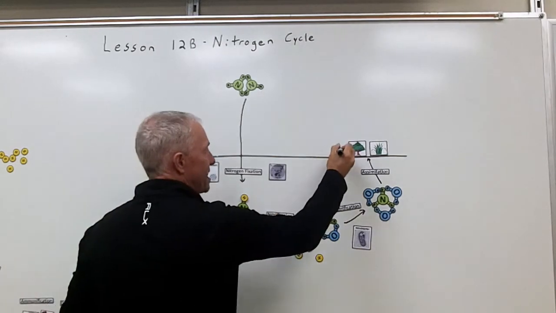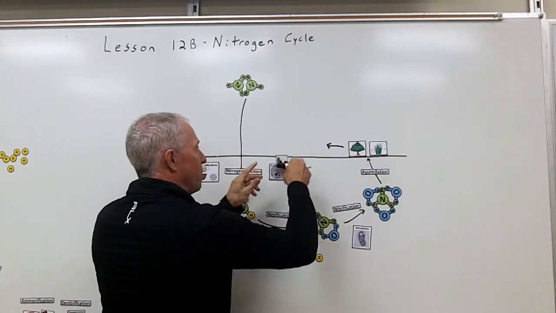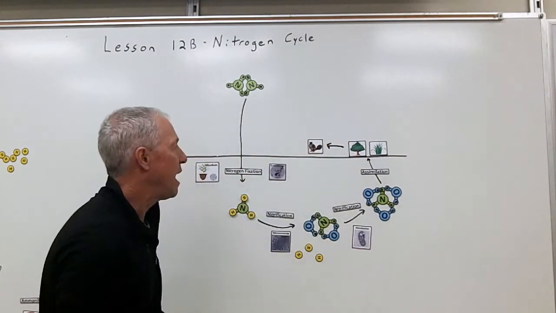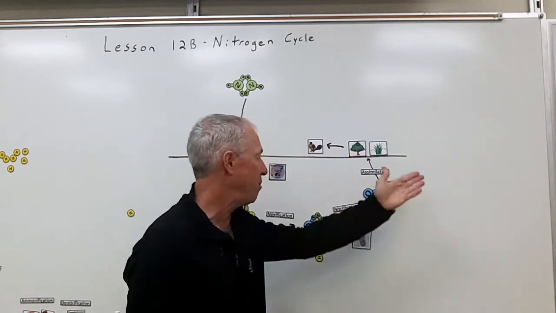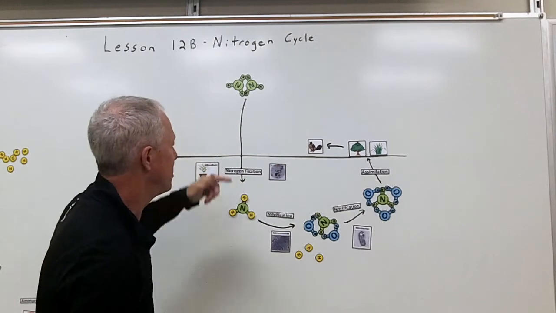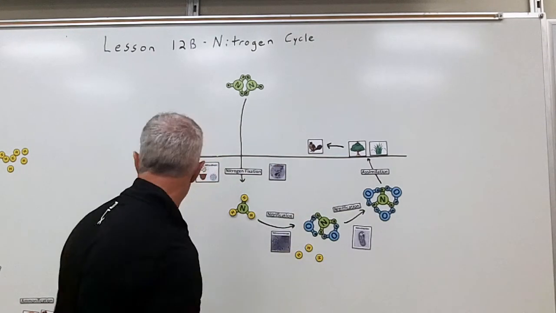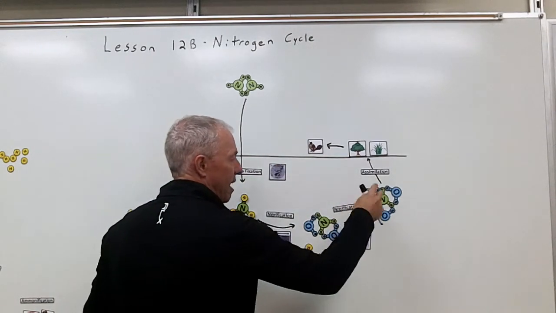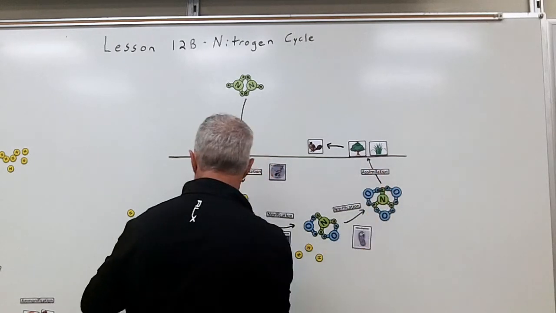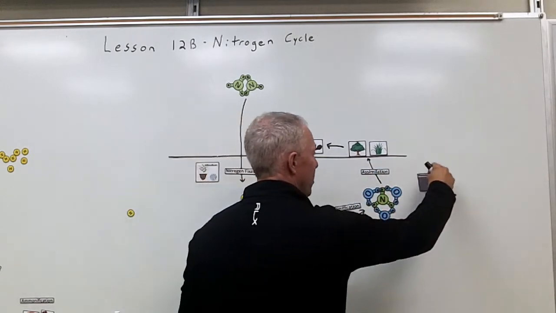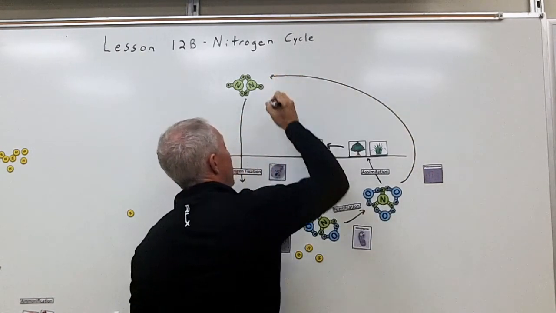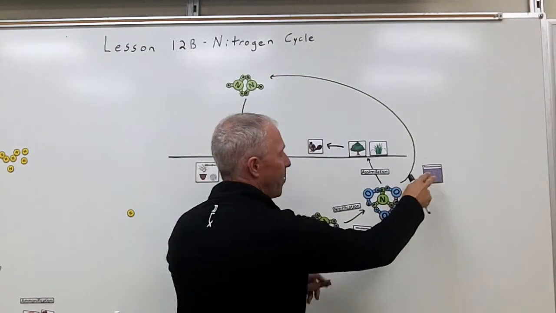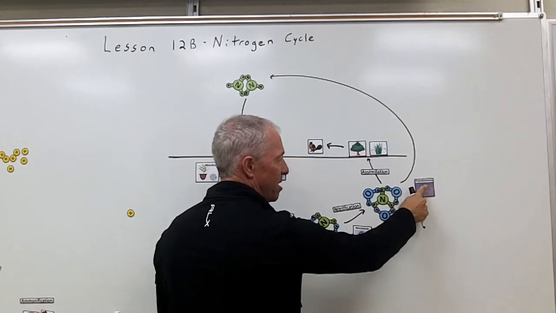Of course, the plants can be eaten by animals, and that's how the animals get their nitrogen, from eating plants. So we don't have a full cycle yet. More bacteria can turn nitrate back into N2 in the atmosphere. Pseudomonas is one of them that does that.